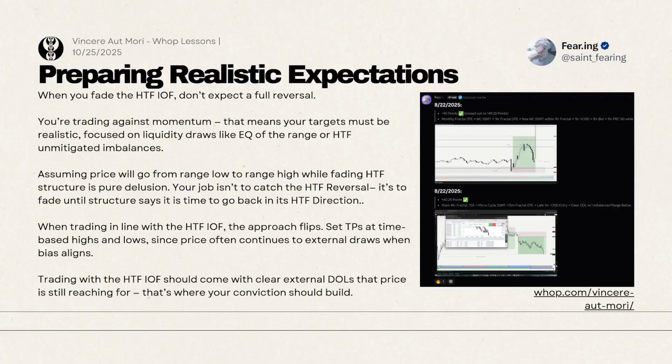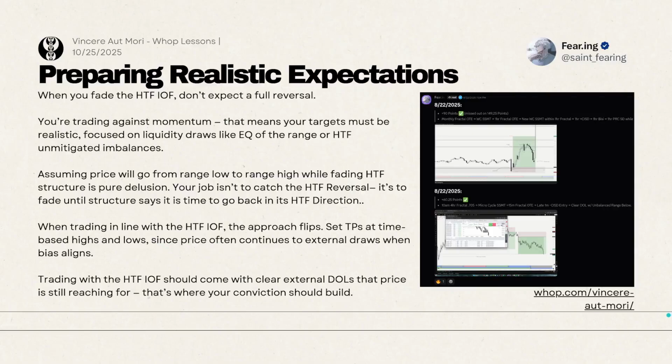When you're fading the higher time frame, you have to know what a realistic draw on liquidity is. When you're fading it, do not target external draws on liquidity. Of course, the opposite applies when you're in line with the higher time frame. If the yearly, quarterly, monthly, weekly, and daily power threes are all distributing higher and everything checks off, then and only then are you valid to target external draws on liquidity.